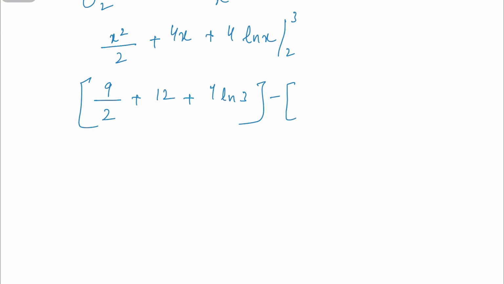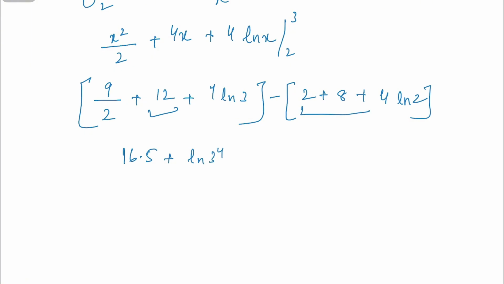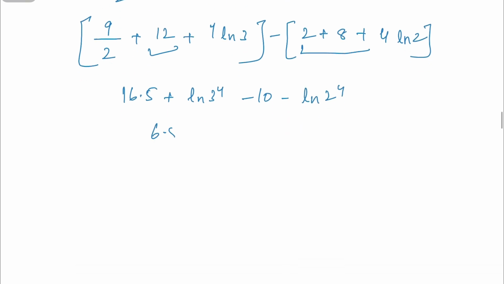When we apply the lower limit, this would be 2 plus 8 plus 4 ln 2. And here we'll be getting 4.5, and then this 12, this would be 16.5, and then this would be ln 3 to the power 4. This would be 2 plus 8 would be 10, negative 10, then negative ln 2 to the power 4. So this would be 6.5, 16.5 minus 10, and the ln negatives are ln 3 power 4 over 2 power 4.